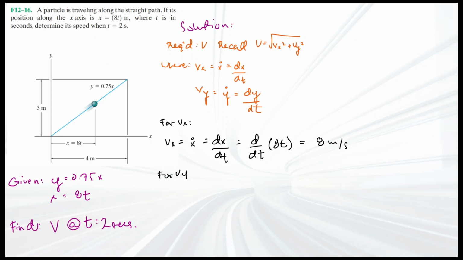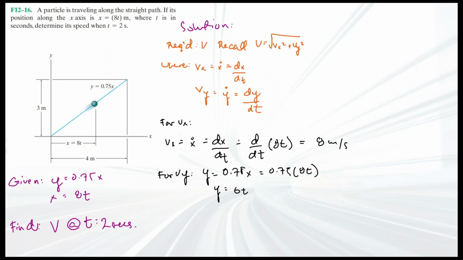As for vy, all we have to do is just substitute y here, so that's going to be 0.75x. We're just simply simplifying the equations here. So y is equal to 0.75x, where x is also equal to 8t. So that will be 0.75 times 8t, equivalent to y equals 6t. So now it is in terms of time.